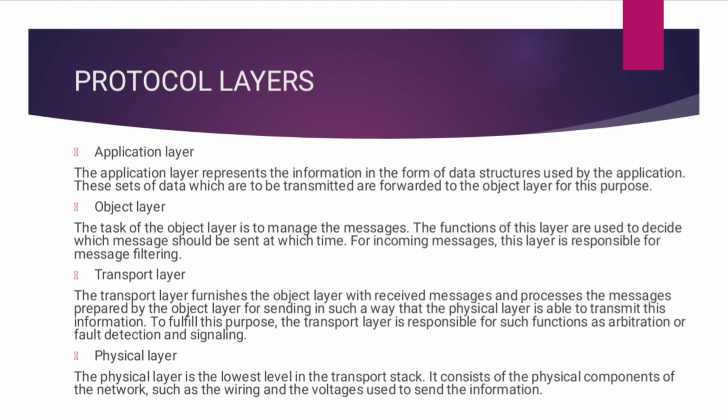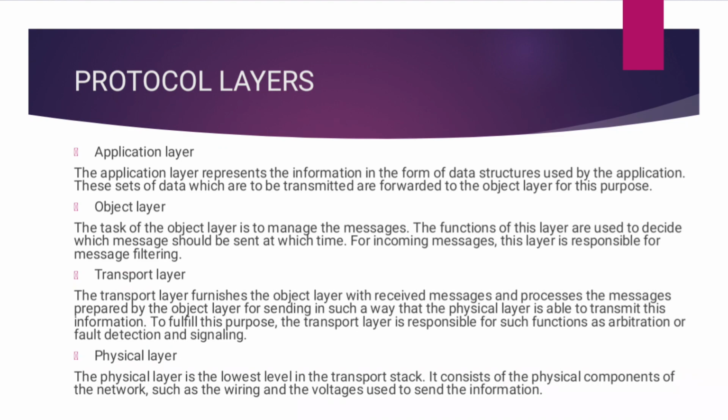Transport layer. The transport layer furnishes the object layer with received messages and processes the messages prepared by the object layer for sending in such a way that the physical layer is able to transmit this information. To fulfill this purpose, the transport layer is responsible for such functions as error detection and signaling.